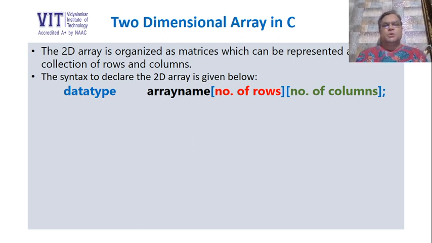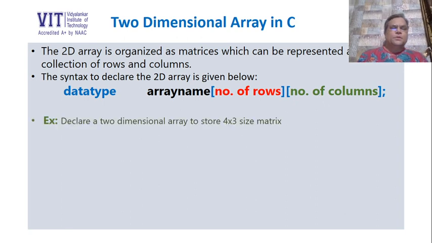It is very similar to declaring a one-dimensional array. The syntax to declare a two-dimensional array is as follows. We need to specify the data type, then the name of the array, and in the two-dimensional array case, we need to use two pairs of square brackets. In the first pair of square brackets, we specify the number of rows required, and in the second pair of square brackets, we specify the number of columns required.